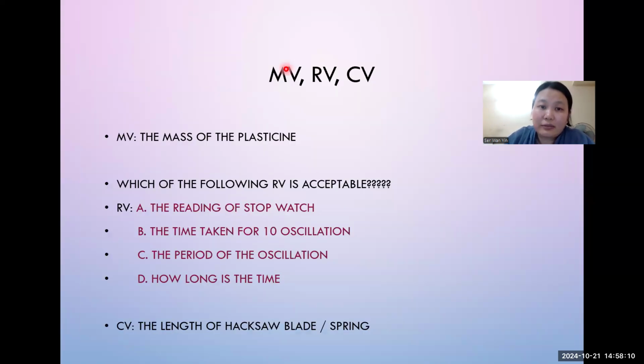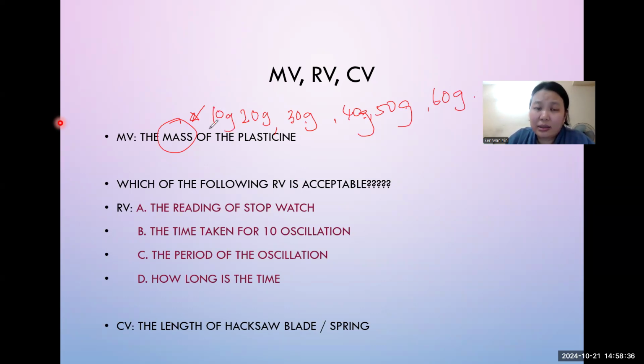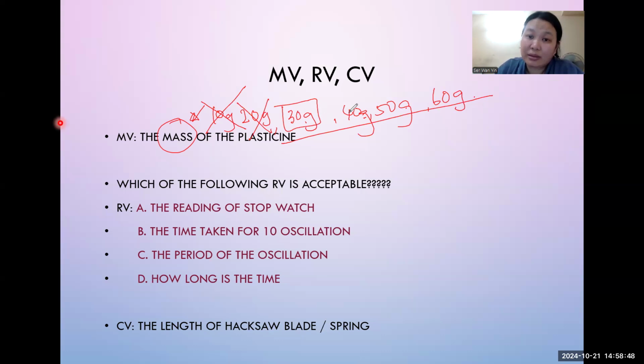Like MV, RV, CV. So MV is the mass, because inertia depends on mass, right? So mass maybe 20 gram, maybe 30 gram, maybe 40 gram, 50 gram. 1, 2, 3, 4, 5. Let's say that. Why they don't start from 10? Because sometimes 10 is too light, so it's hard to swing. Maybe 20 also too light. Sometimes they start with 30. So you be careful, if they start with 30, 40, 50, let's say 60, 70.